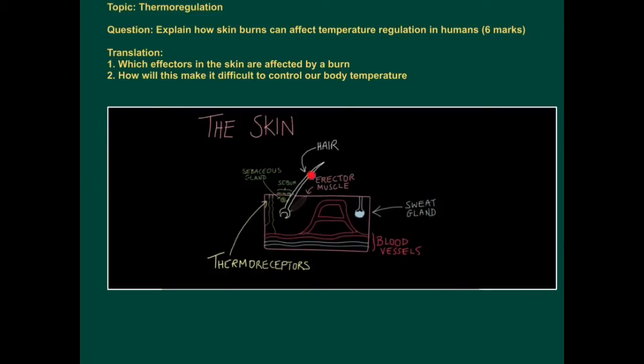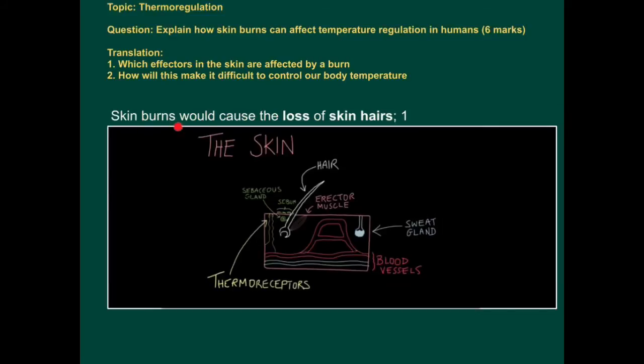Well, first we have hairs which trap air and keep us warm through insulation. We have sweat glands that produce sweat and release it onto the surface of the skin, and that helps us keep cool through evaporation. So you can imagine a skin burn will burn off all the hairs, and also you'll get blisters on your skin which may block these sweat gland pores.